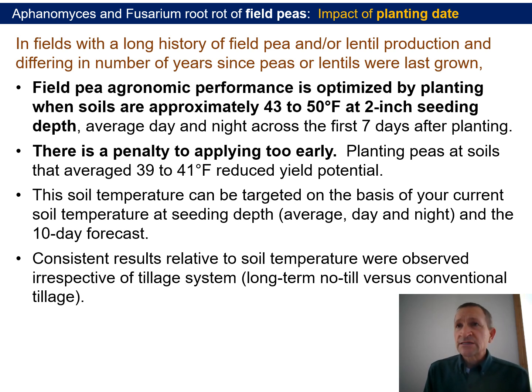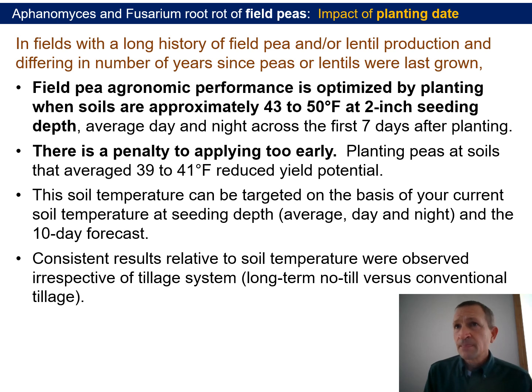Now, we used this metric of 7 days after planting because the soil temperature is a bit warmer on the warm sunny days and a bit cooler on the cold cloudy days, and what really matters for the plant and for the disease is the average soil temperature in that week or two after planting when the seed is germinating and the plant is getting established. So this is a metric that anyone can use. If you know your current soil temperature, average day and night, and you know the 10-day forecast, you can target this very well. Now I want to stress it was approximately 43 to 50 degrees Fahrenheit.